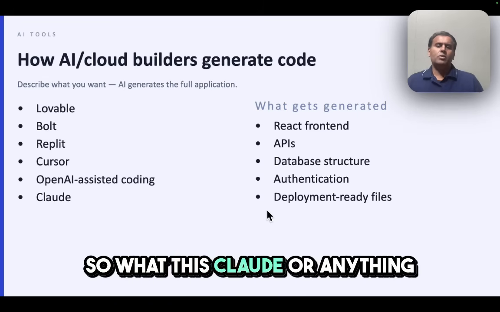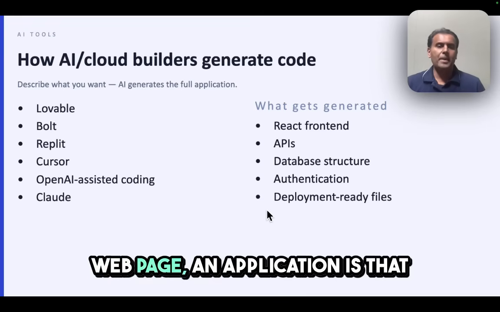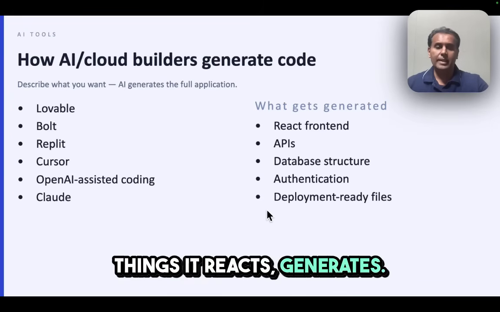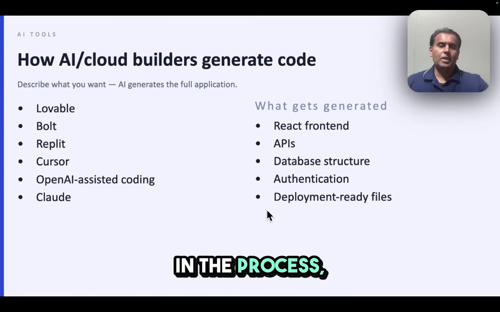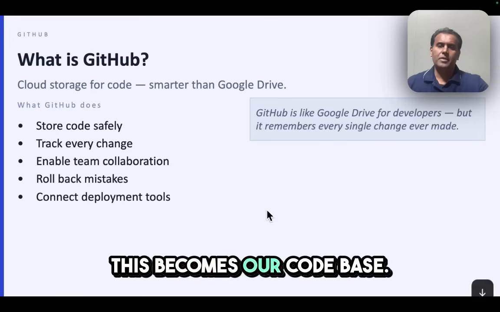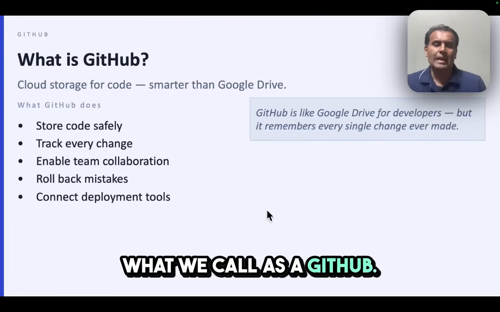So what Claude or anything generates is an application, I'm talking not just a simple web page. It generates all these codes: React, API, database, all these things, and we need to connect these things. And in the process, the first connections that all AI tools generate become our code base. And the first thing to connect is what we call GitHub.